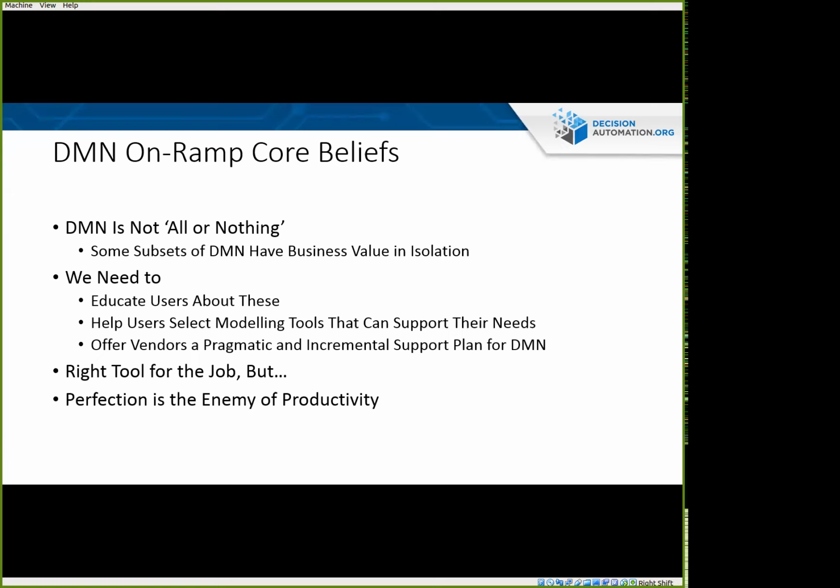We need to educate users about these subsets. We need to show them which subsets of DMN are appropriate for their particular business problem and can deliver what's important to them at their particular stage of evolution. We need to help them select tools for their needs now and in the immediate future. And we need to make them aware of functionality that they may need in future that might not be available in some tools right now.